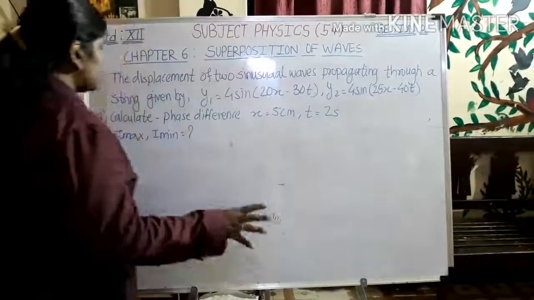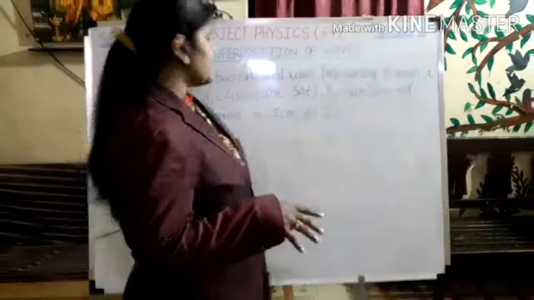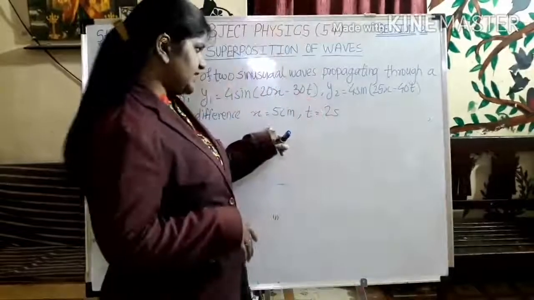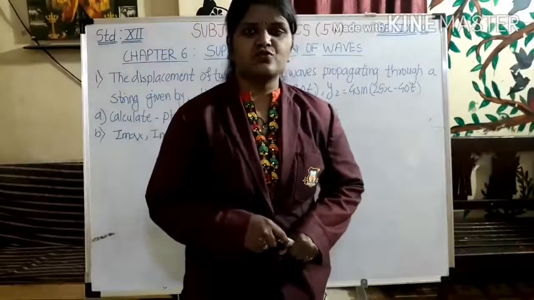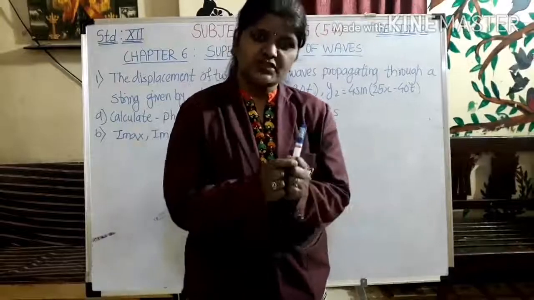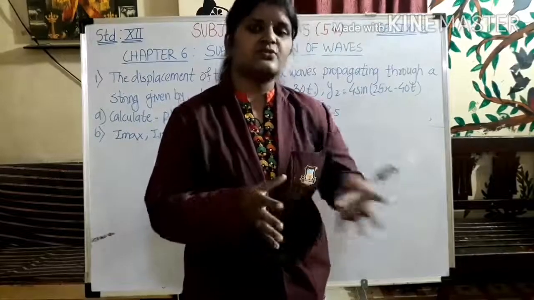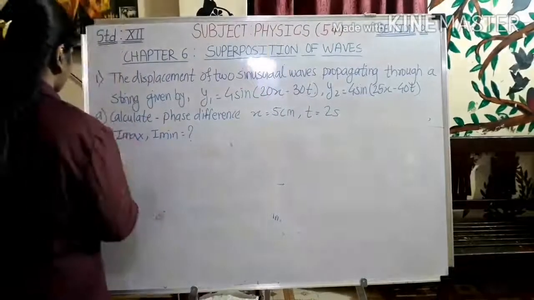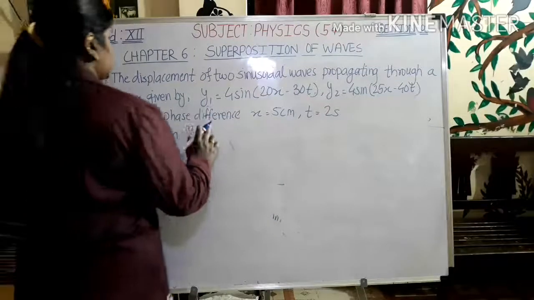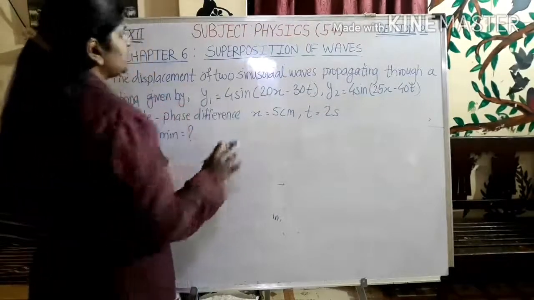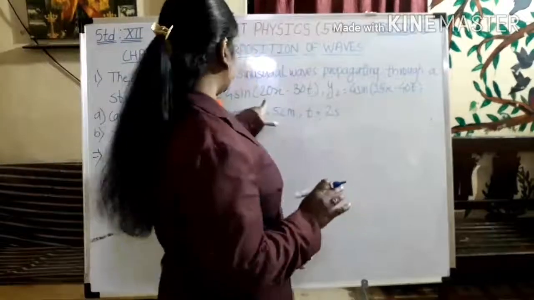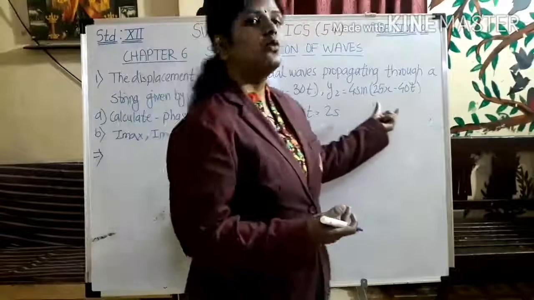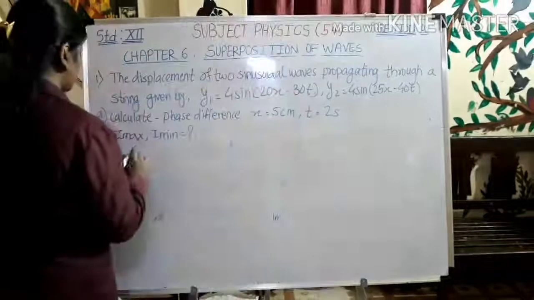Now we are going to find out the phase difference between both the waves at x is equal to 5 centimeter and t is given as 2 seconds. When these two waves interfere with each other, what happens at x is equal to 5 and t is equal to 2 seconds? Okay, so let's find out. Solution. First we are going to put x as 5 and t as 2 in the first equation, which is y1, and then we are going to put both the values in y2. So let's put in y1.